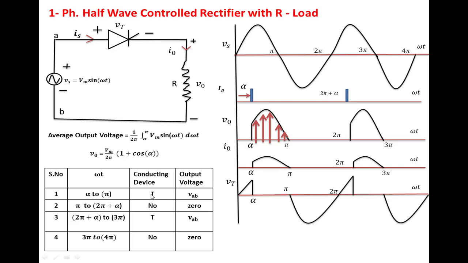The same circuit operation we are keeping in a table. From alpha to pi, the SCR is conducting and the output voltage is Vs. From pi to 2 pi plus alpha, no device is conducting and the output voltage is 0. From 2 pi plus alpha to 3 pi, again the SCR is conducting and the output voltage is Vs. From 3 pi to 4 pi, no device is conducting, so 0.